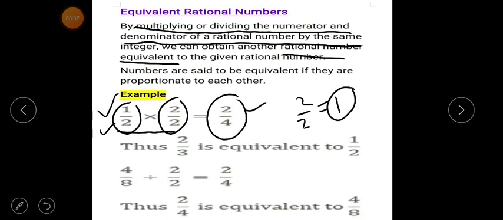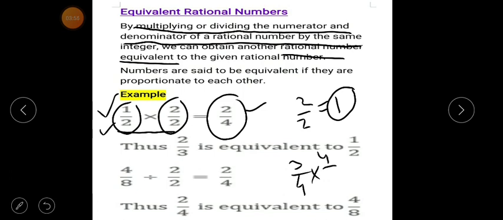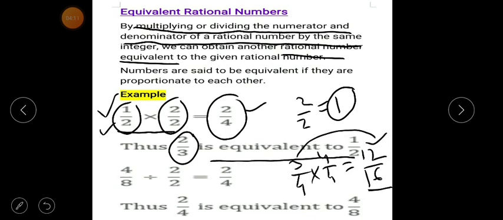Let's discuss another example. Suppose we are given 3 by 4 and we want to find another rational number. We can multiply this by, let's say, 4 upon 4, which gives 12 upon 16. So 12 upon 16 is the equivalent rational number to 3 by 4. Now let's check whether 2 by 3 is equivalent to 1 by 2, yes or no.